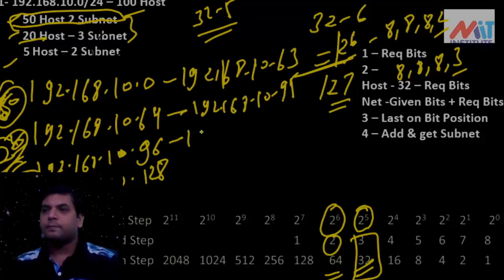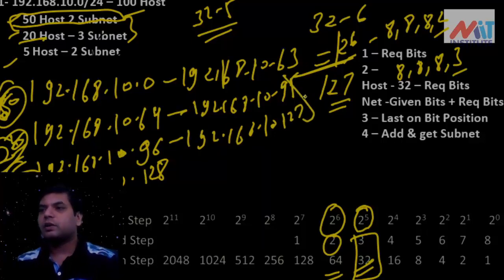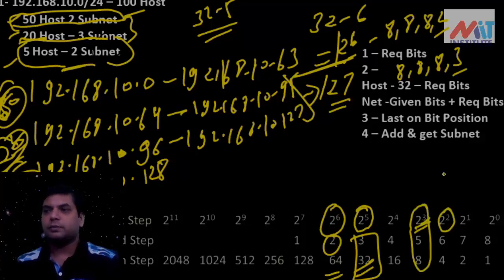192.168.10.95 and 192.168.10.127, and for both of these networks the subnet mask will be /27. Now these two requirements are fulfilled. Now we need to solve this problem. 3 bits. Okay, so 32 minus 3 will give us 29.